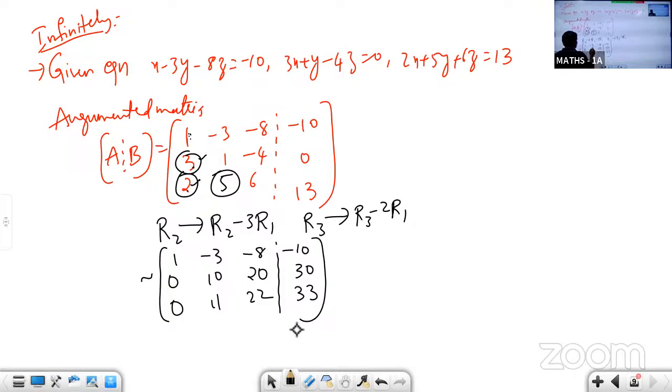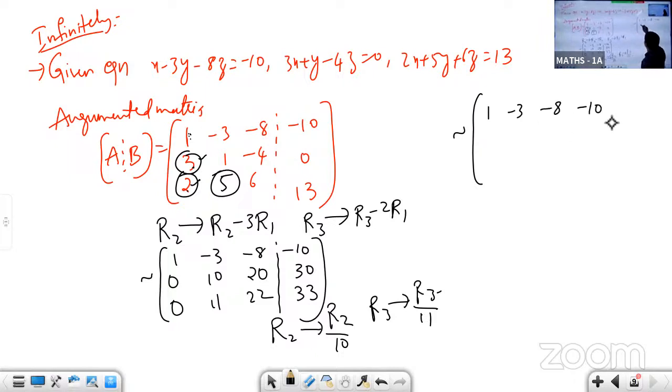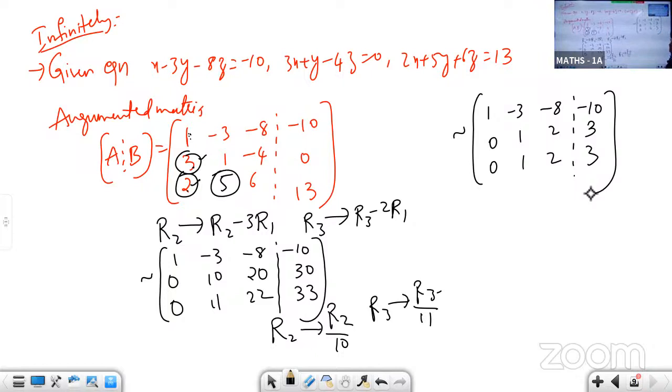Before making these zeros, I will make the numbers simpler. R2 tends to R2 by 10, R3 tends to R3 by 11. So what I get is 1, minus 3, minus 8, minus 10; 0, 10 ones are 10, 10 twos are 20, 10 threes are 30. Here also 0, 1, 2, 3. It looks like both rows are the same. Whenever you get two similar rows, definitely it is consistent, with infinitely many solutions. But anyway, let us go according to our procedure only.